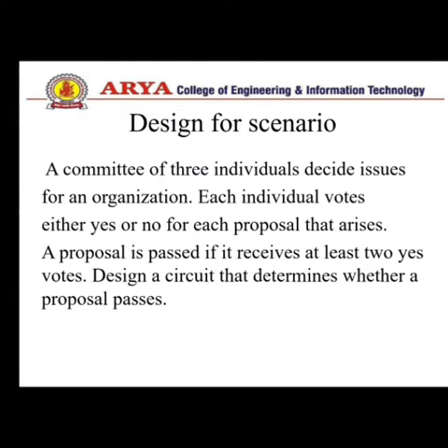Some other example: from the problem statement we know that the number of inputs is 3 and the output is 1. The basic logic behind this is that a proposal is passed if it receives at least 2 yes votes. For yes we put logic 1, and for no we put logic 0.